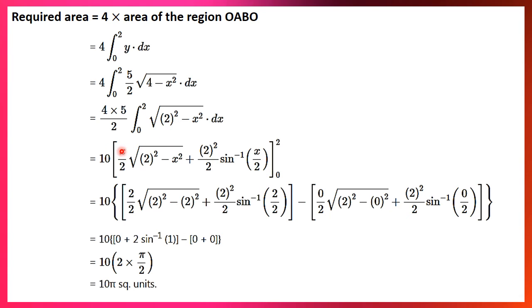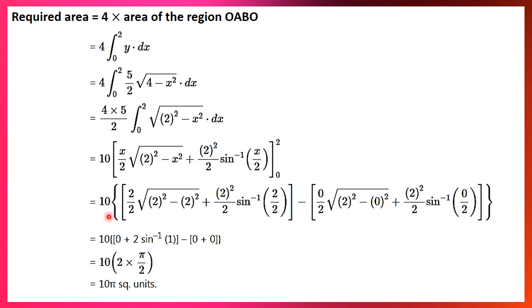So, its integral is x upon 2 into root of 2 square minus x square plus 2 square upon 2 into sine inverse x upon 2, and the limits are 0 and 2. Now 10 into this. To apply the upper limit first, that is 2 upon 2 into root of 2 square minus 2 square plus 2 square upon 2 into sine inverse 2 upon 2. And the lower limit, that is 0 upon 2 into root of 2 square minus 0 square plus 2 square upon 2 into sine inverse 0 upon 2.